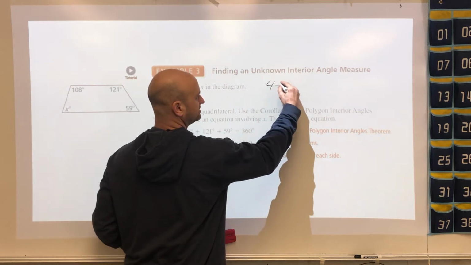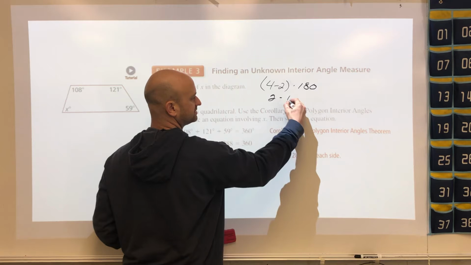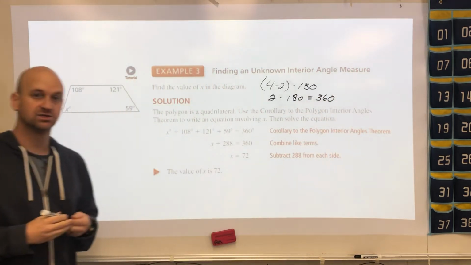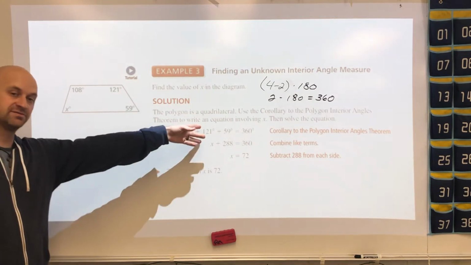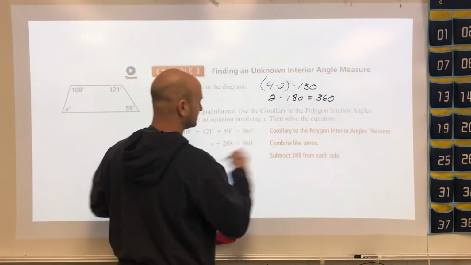We have 4 sides minus 2 times 180, right? Well, what is 2 times 180? That is 360. So if you weren't sure, we go back to the formula that we just talked about. So now we have this number because that's the number we needed.